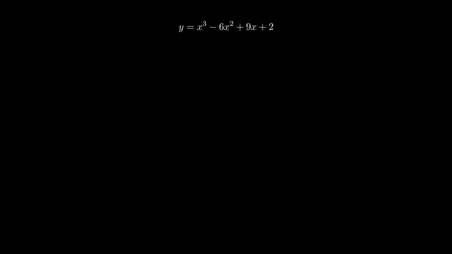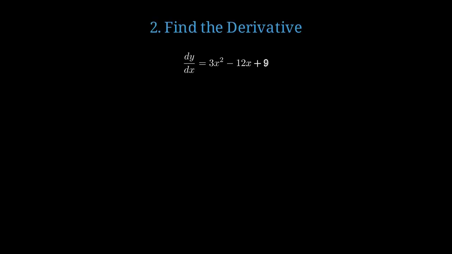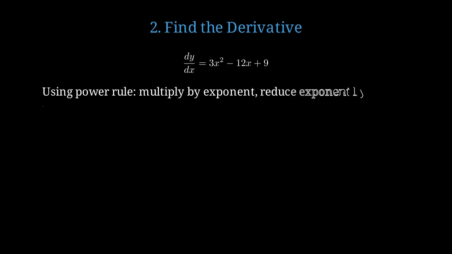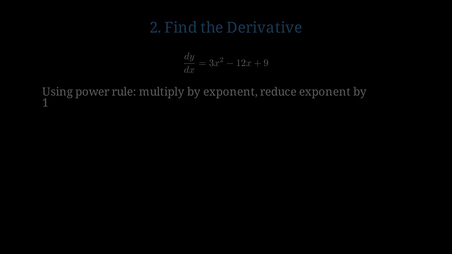Our curve is y equals x cubed minus 6x squared plus 9x plus 2. Let's find the derivative of our function. Taking the derivative, we get 3x squared minus 12x plus 9. We use the power rule, multiply by the exponent, and reduce the exponent by 1.